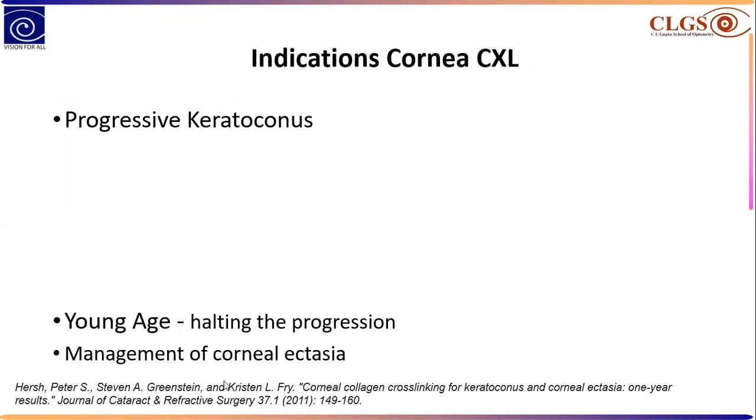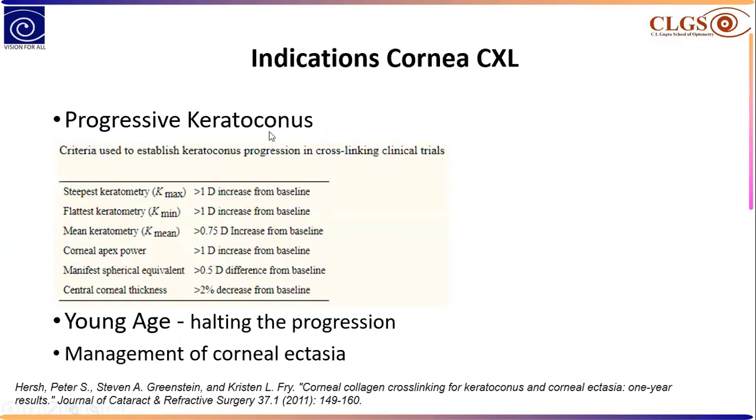Young age. If a child is coming with keratoconus and we don't have data to support whether it is progressing or not, in a child we know that it is going to progress. So in young age, in children, we do CXL irrespective of whether we have evidence for progression or not. And management of many corneal ectasia problems like keratoglobus and similar problems.